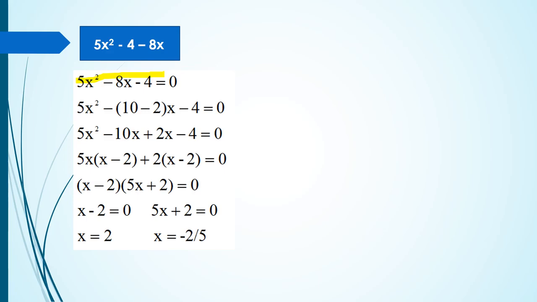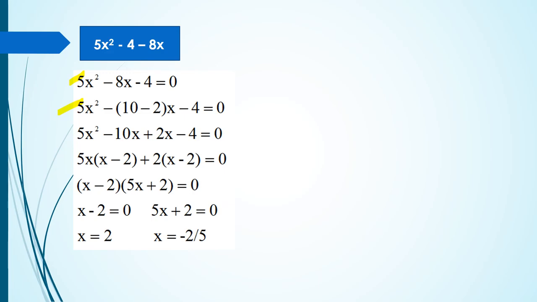Now let's factorize this one to find its zeros. 5x square minus 8x minus 4 is equal to 0. Now 5 into minus 4 is minus 20. We have to write minus 20 as product of two numbers whose sum is minus 8. Now I can take 10 into minus 2 is minus 20. I can write minus 8 as minus 10 plus 2 also. Check these two lines, both are true, no doubt at all.